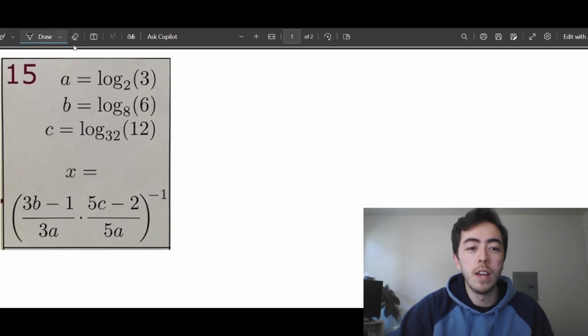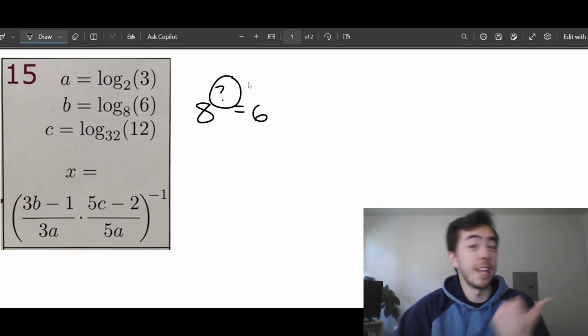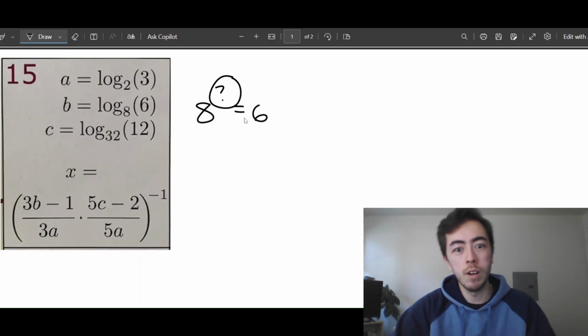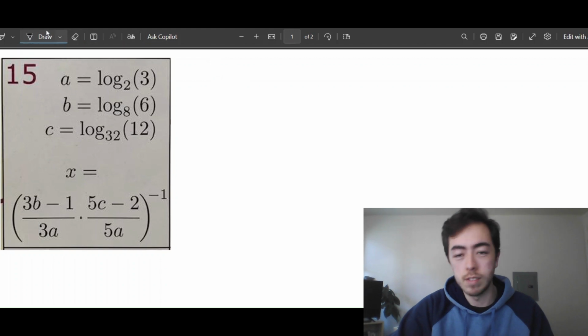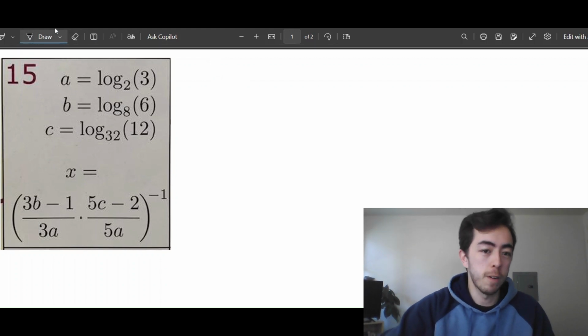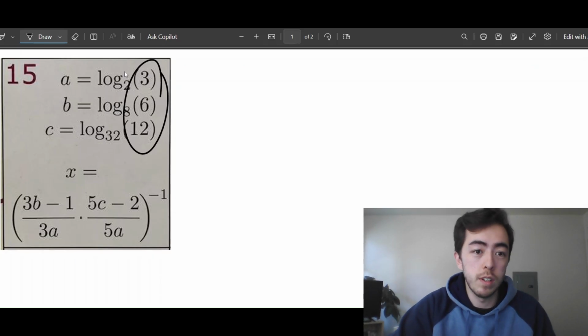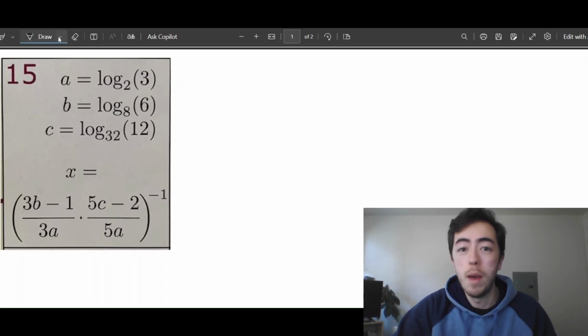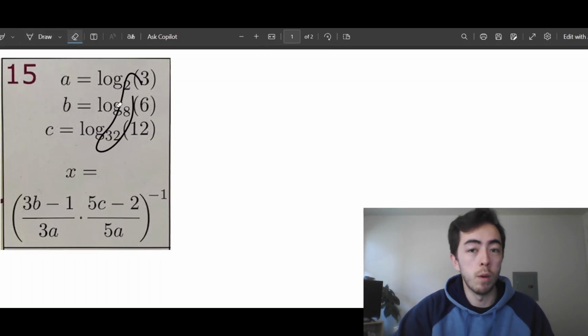I don't really know what it is super specifically, but it's not going to be a whole number. And the same issue is happening here, where I don't really know, 8 to some power equals 6. This has got to be less than 1 and above 0. So I can get a ballpark value of how big a, b, and c are, but I don't really know for sure. Something kind of interesting: all of the arguments of the logarithms are multiples of 3. Maybe that's going to matter. All of the bases of the logarithms are powers of 2. Maybe that's going to matter.